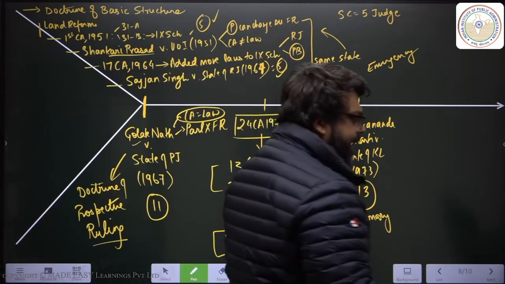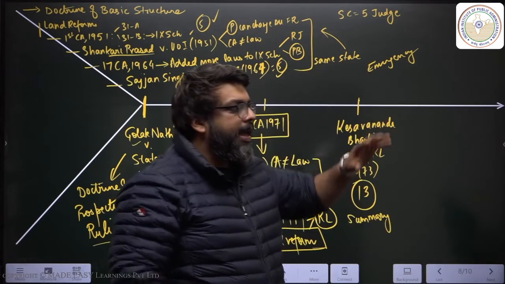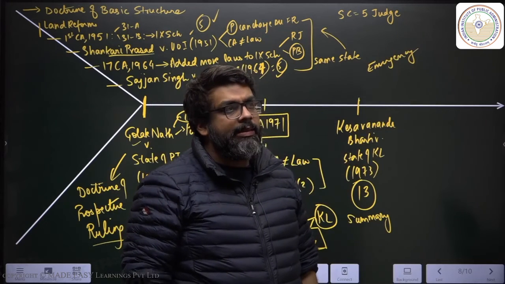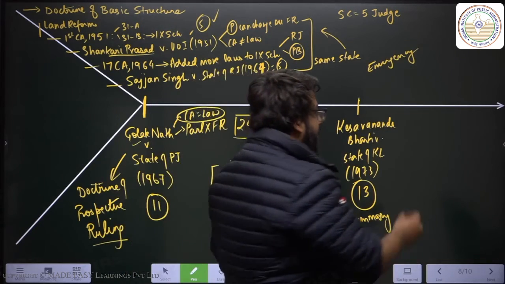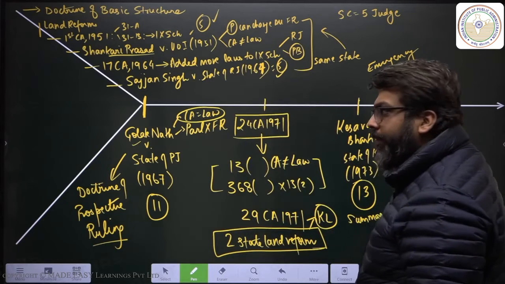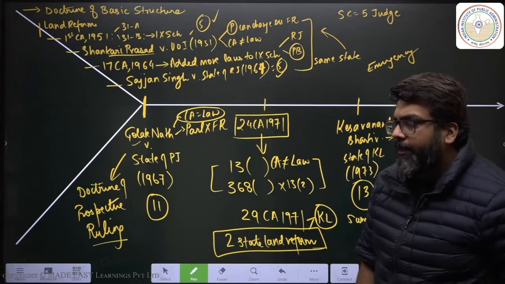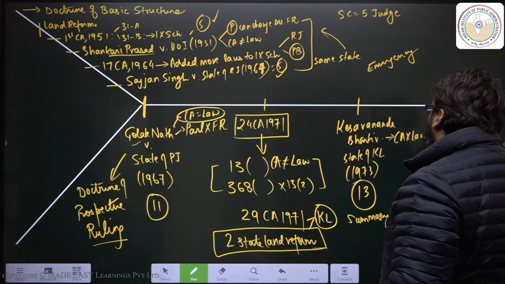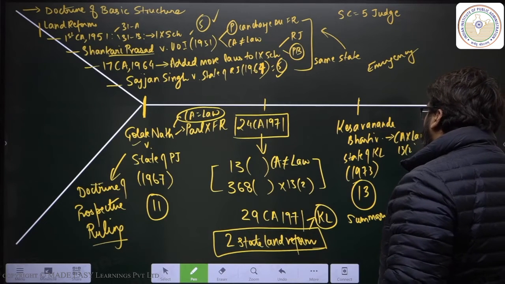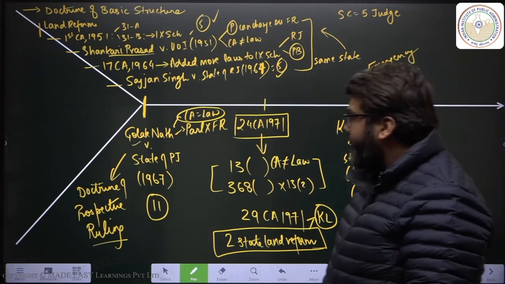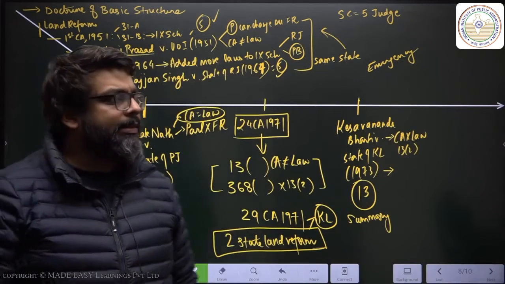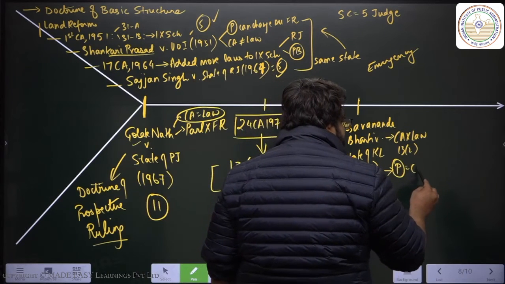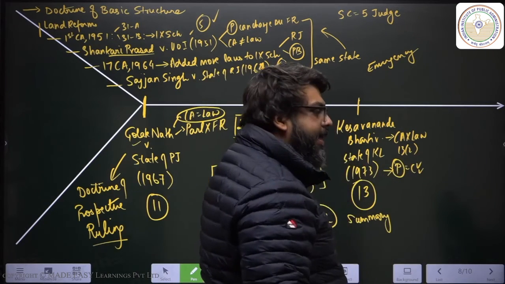Keshavananda Bharati said, you are right. I cannot stop the parliament from making changes to fundamental rights. Otherwise, we will never evolve. So I am overruling Golaknath. And I'm saying that fair enough, you're absolutely right. Constitutional amendments are not law as per Article 13, Clause 2. Absolutely. No questions asked. The parliament can make any change to the constitution as it feels like. Any change.